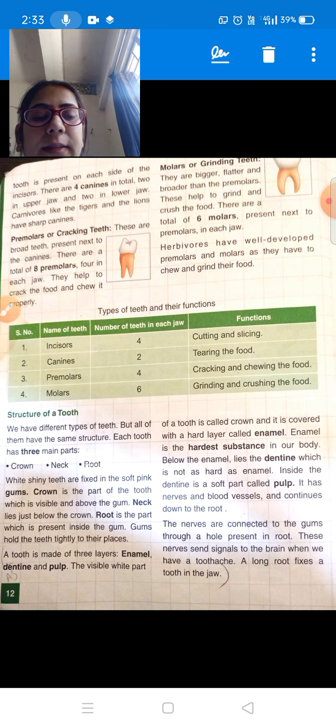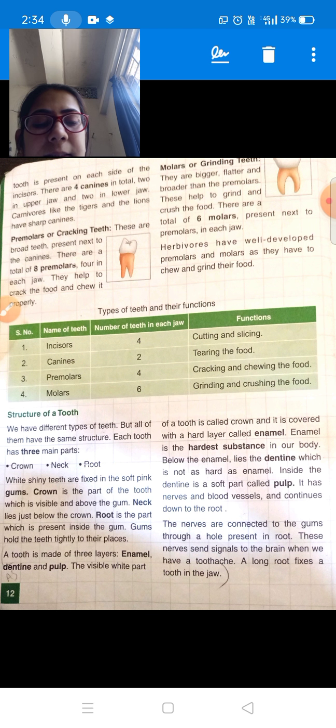Enamel is the hardest substance in our body, which means it is harder than bones also. So it is the hardest substance in our body. And below the enamel lies the dentine, which is not as hard as enamel.